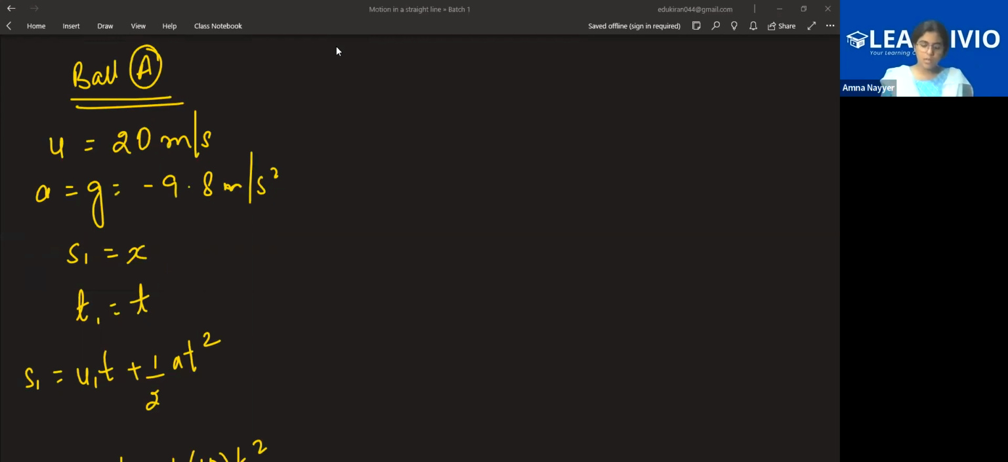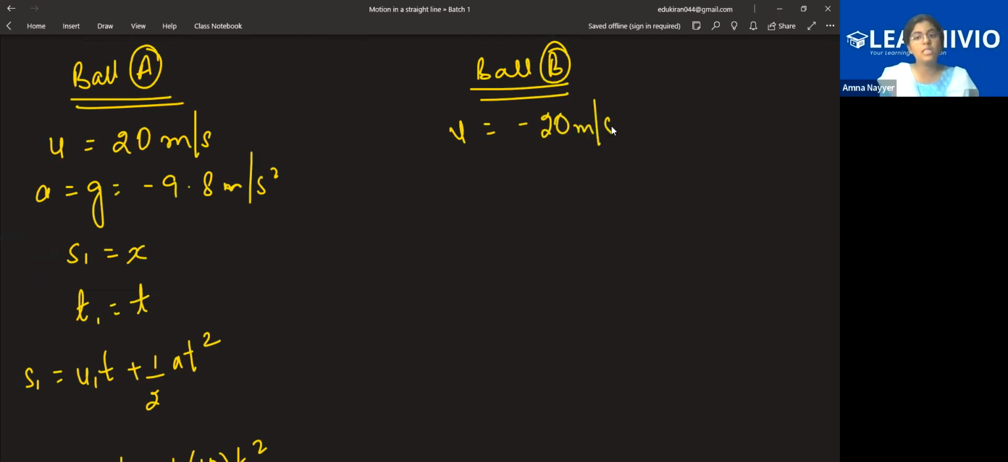Let's now come to ball B. See, when we are talking about ball B, again we'll have the initial velocity, but this time the initial velocity will be negative because ball B is coming downwards. So this is minus 20 meters per second. Then you have acceleration due to gravity, again minus 9.8 meters per second square. And distance, see, total was 40. X has been taken. So S2 is actually 40 minus X, and that too negative because it is coming downwards.